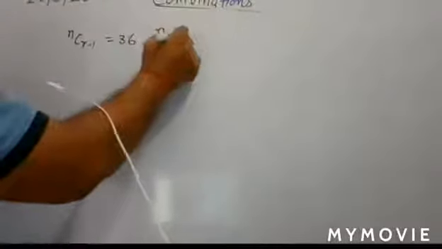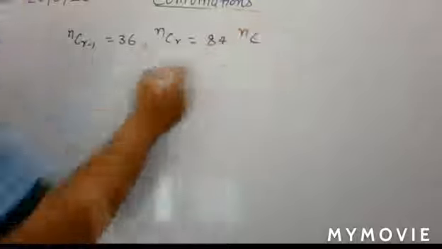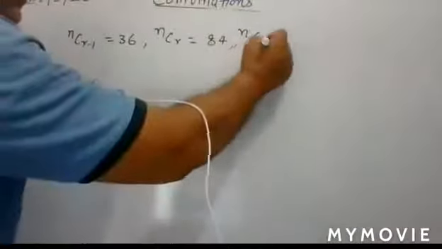If nCr minus 1 is equal to 36, nCr is equal to 84, and nCr plus 1 is equal to 126.